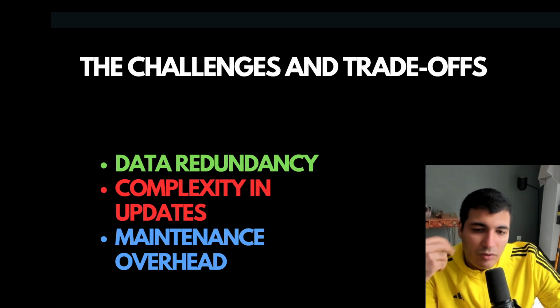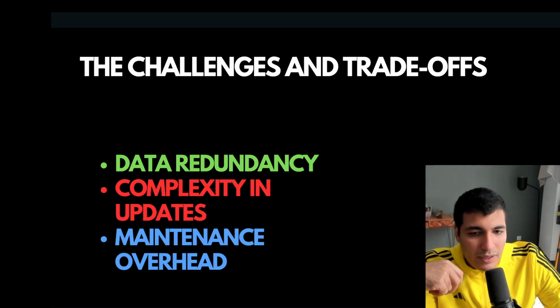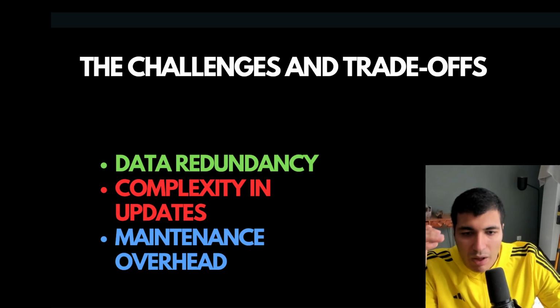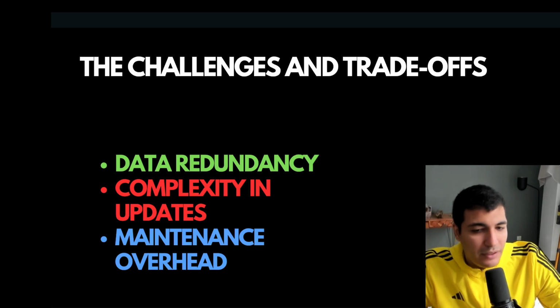And number two, we have data inconsistency risks. This is the big one. When an update occurs to a piece of data, like a customer changing their email address, for example, ensuring that all copies of that data across all denormalized tables are synchronized becomes a major challenge. If updates aren't propagated correctly, you will end up with conflicting or outdated information, which can be disastrous.